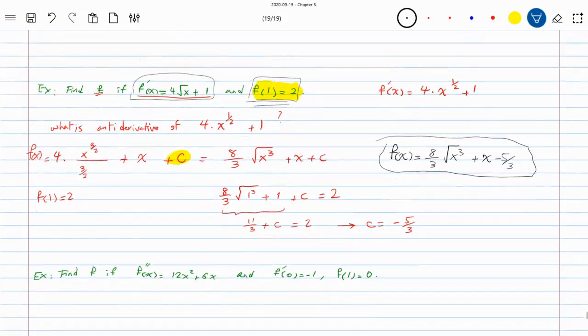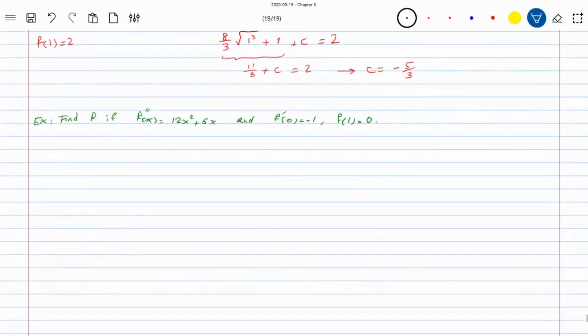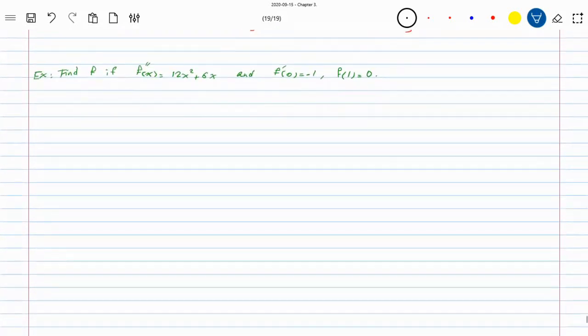Okay, so this is one example. A similar example could be done for higher derivatives. So here's an example: you're given the second derivative and asked to find the antiderivative, the original function. What's given is the second derivative as 12x squared plus 6x, with 2 extra pieces of information. These are for those constants that will show up. And you want to find out what is the original function f.